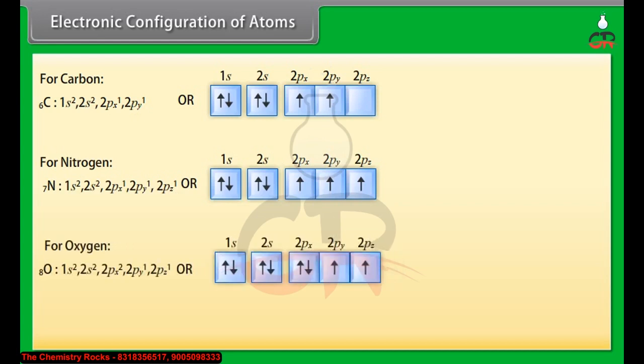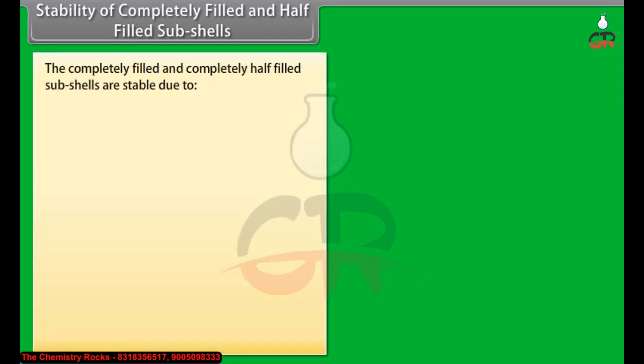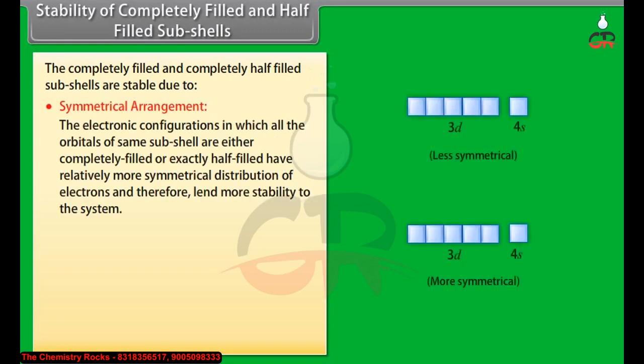Stability of completely filled and half-filled subshells. The completely filled and completely half-filled subshells are stable due to symmetrical arrangement. The electronic configuration in which all the orbitals of the same subshell are either completely filled or exactly half-filled has a relatively more symmetrical distribution of electrons and therefore lends more stability to the system.